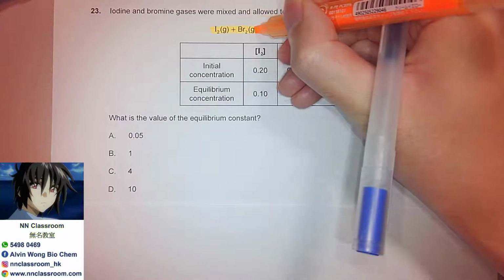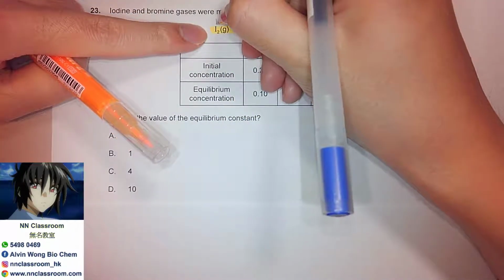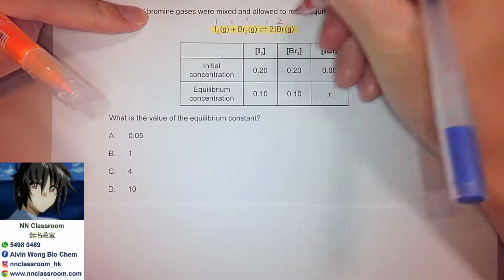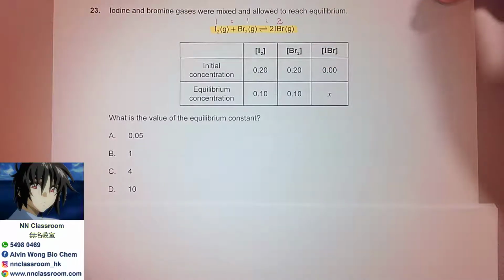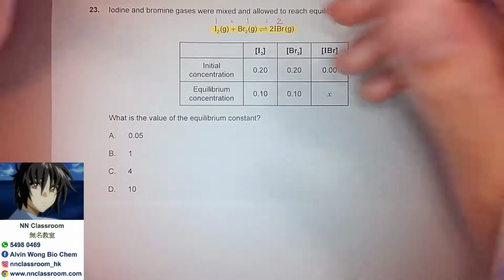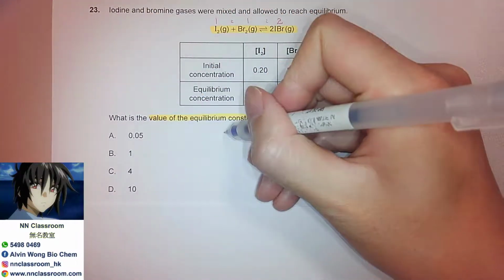So this is the equilibrium concerning, which means if there's going to be a forward reaction, 1 mole of the I2 will react with 1 mole of the Br2 to form 2 moles of the IBr, right? Makes sense? Yeah. So given the initial concentration here and the equilibrium concentration, our target is to find out the value of the equilibrium constant, simply the Kc, right?